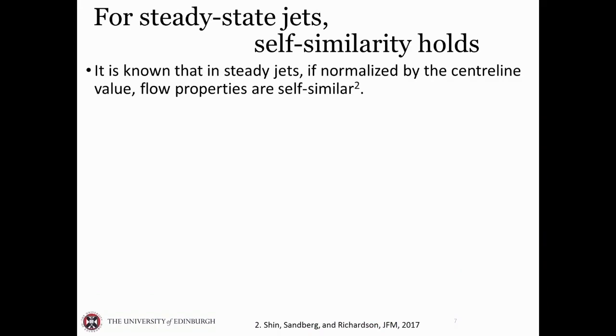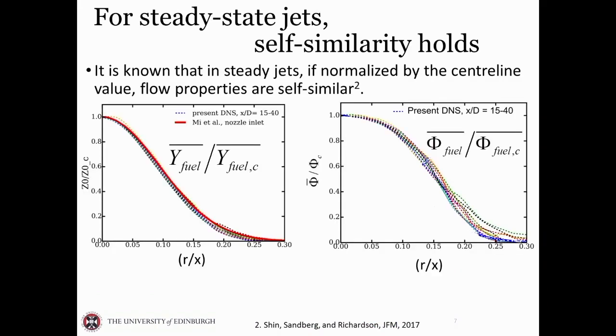So for the steady state case, it's well known that if you do the scaling properly, R over X, and then the mean value divided by the centerline value, it has a self-similar behavior. So in terms of the mass fraction, it has a nice shape over there. And then the mass weighted species age also has a similar property of self-similarity.